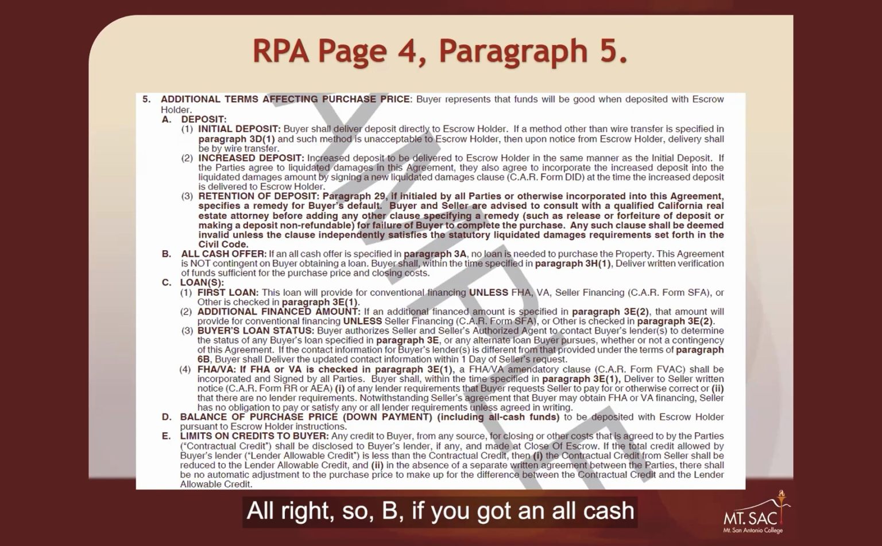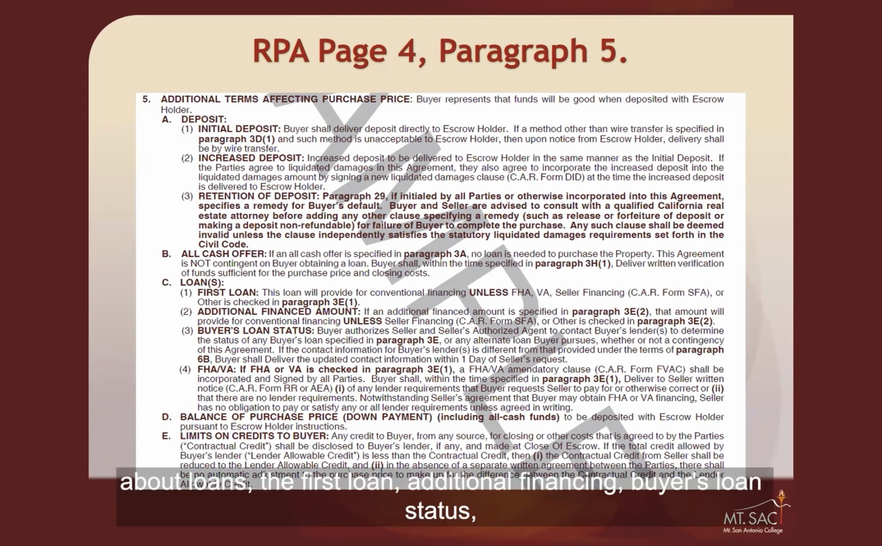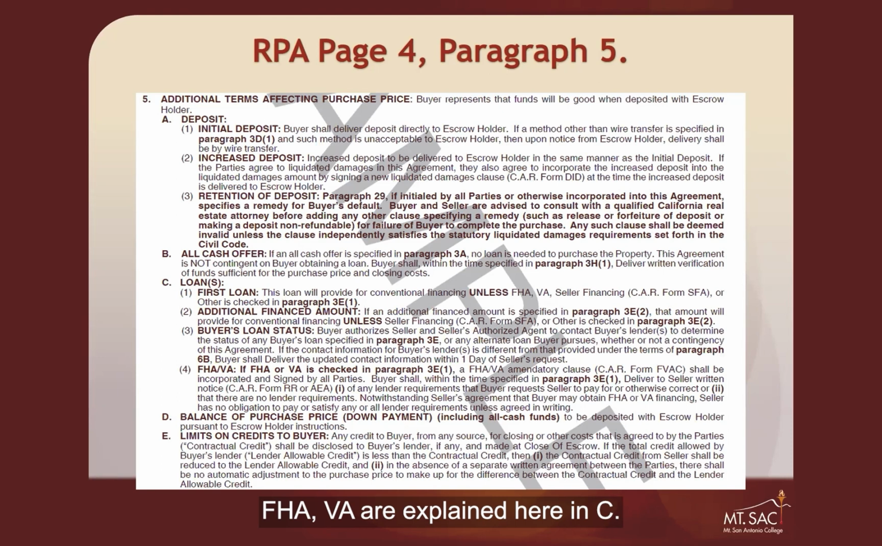Okay, all right. So B, if you got an all cash offer, we're afraid of that. All the information we need about loans, the first loan, additional financing, buyer's loan status, FHA, VA, are explained here in C. Buyer's loan status, we got some new language in here.